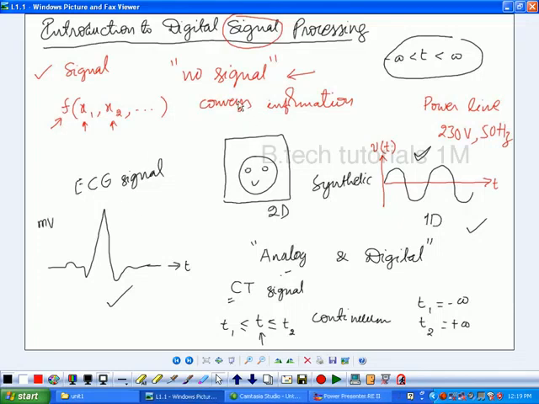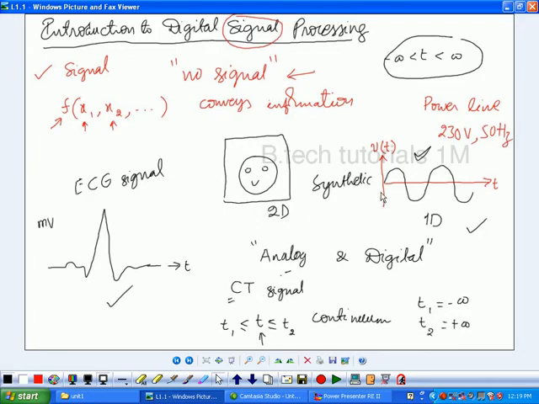In the previous class, we introduced digital signal processing. First, we considered the definition of signal, and we classified the signal into one-dimensional signal and multi-dimensional signal based on the number of independent variables.